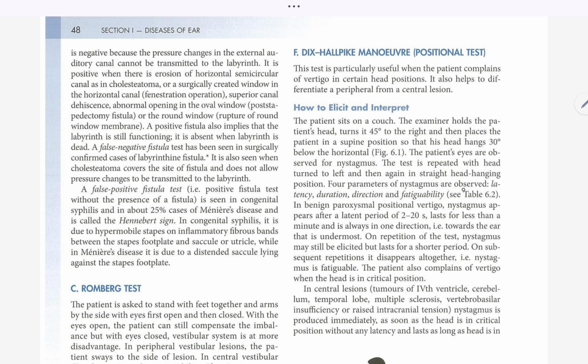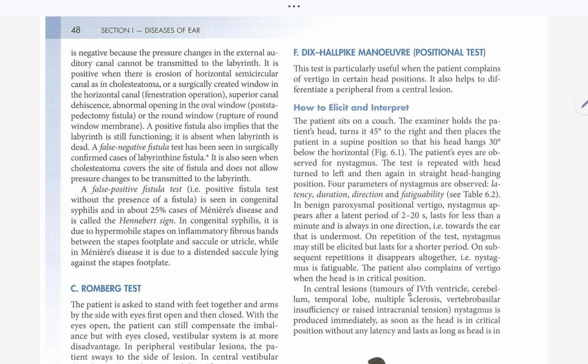Four parameters of nystagmus are observed: latency, duration, direction, and fatigability. In benign paroxysmal positional vertigo, nystagmus appears after a latent period of 2 to 20 seconds, lasts for less than a minute, and is always in one direction, that is towards the ear that is undermost. On repetition of the test, nystagmus may still be elicited but lasts for a shorter period. On subsequent repetitions, it disappears altogether. That is, nystagmus is fatigable. The patient also complains of vertigo when the head is in critical position.